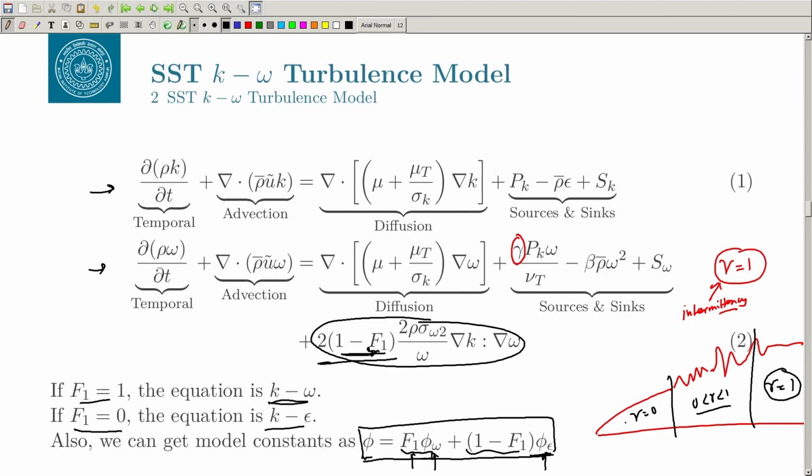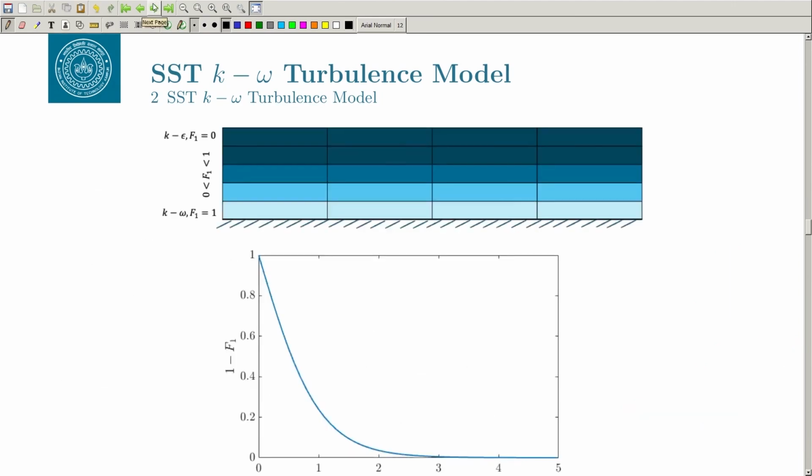If you plot this f1, here I am plotting 1 minus f1, because I want to show how this works between the k omega and k epsilon, and this is more natural to understand. When f1 equal to 0, 1 minus f1 equal to 1. That is the point which is very close to the wall. Say this is my wall, this is my y. This is very close to the wall, so the value of 1 minus f1 is equal to 1.